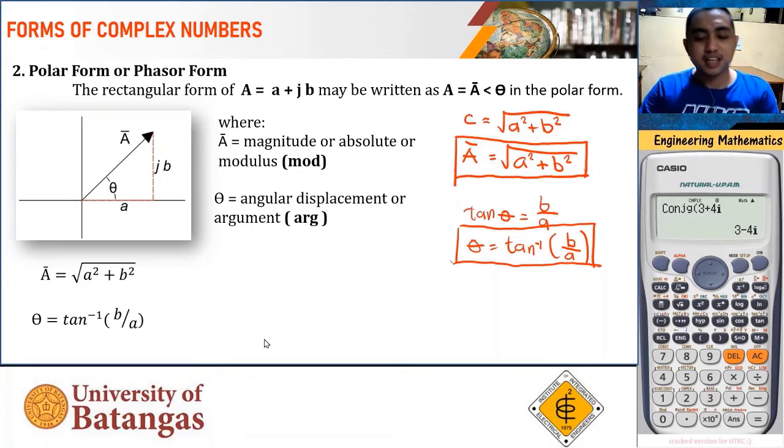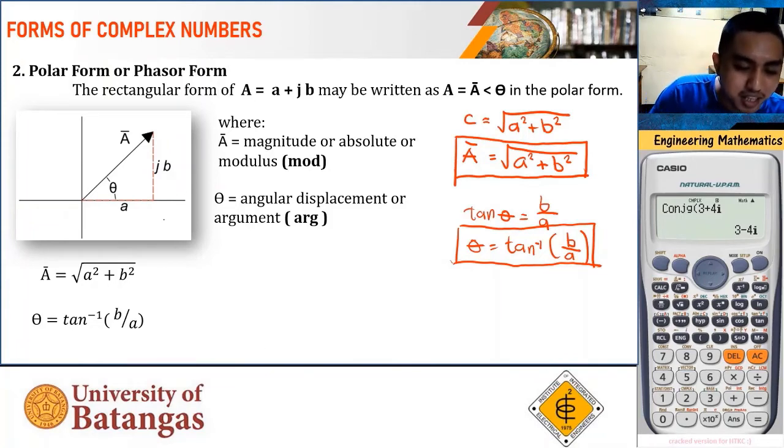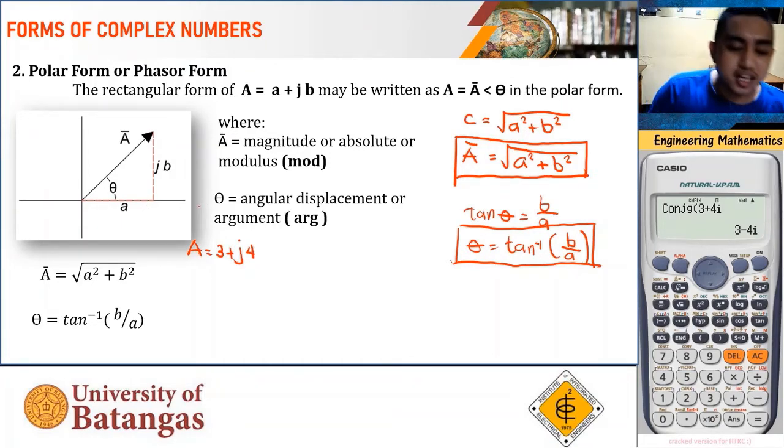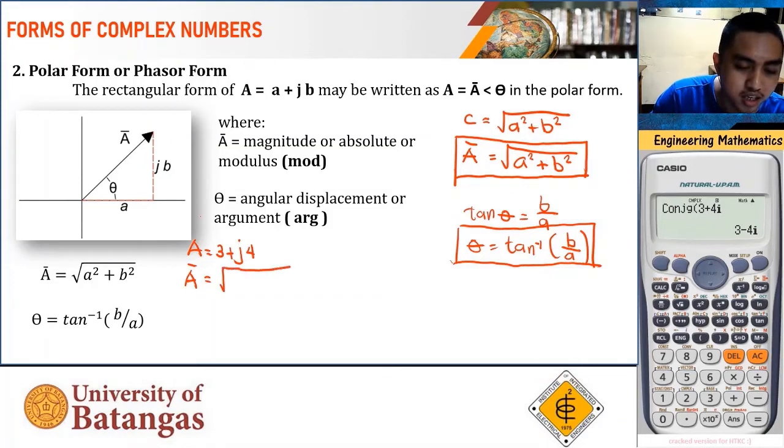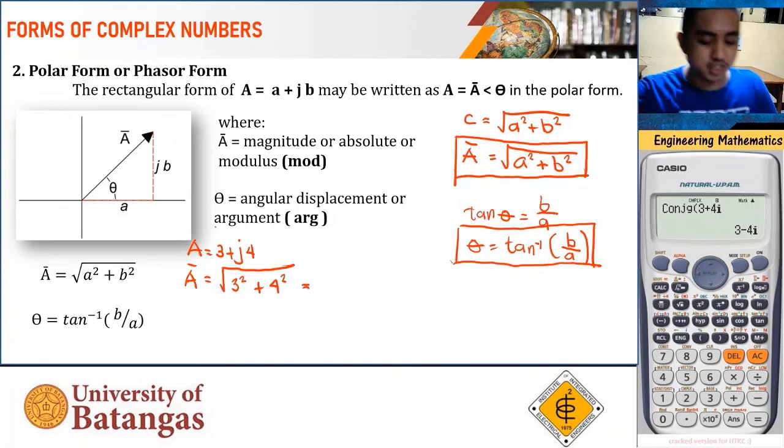Okay, so, let's have an example. Gamitin natin yung example natin kanina. So, let's say, 3 plus J4. So, let's say ito ay A. Kuhanin natin yung absolute ng ating complex number na 3 plus J4. So, A bar will be square root ng 3 squared plus 4 squared. So, pindutin natin sa calculator.